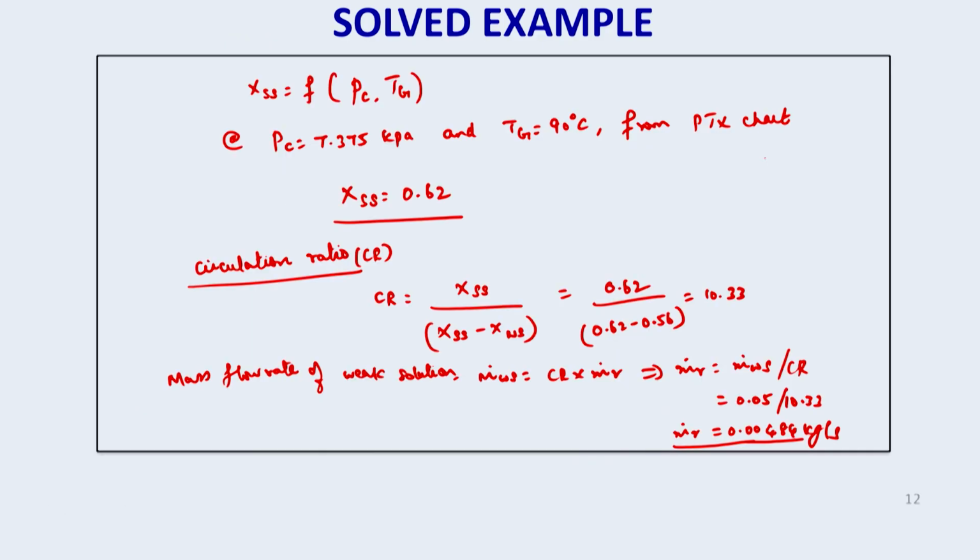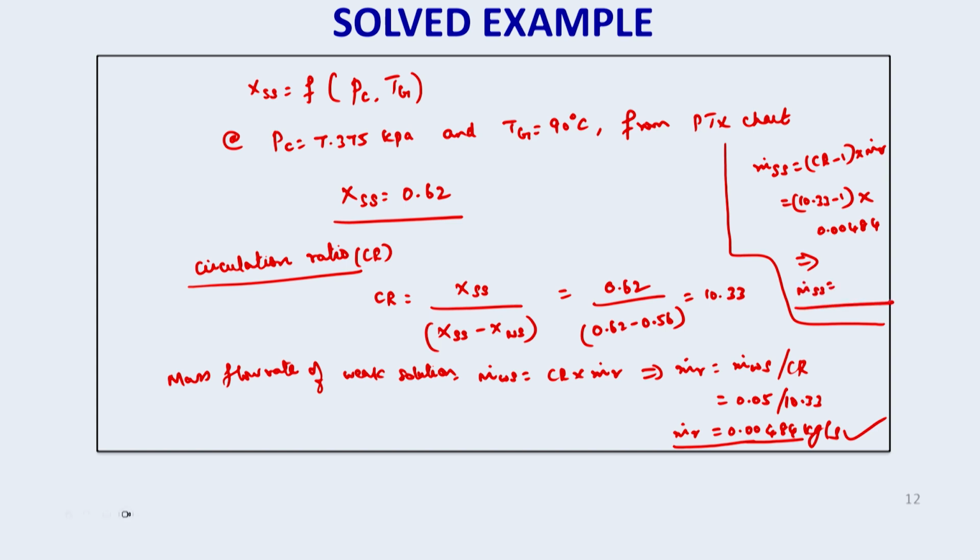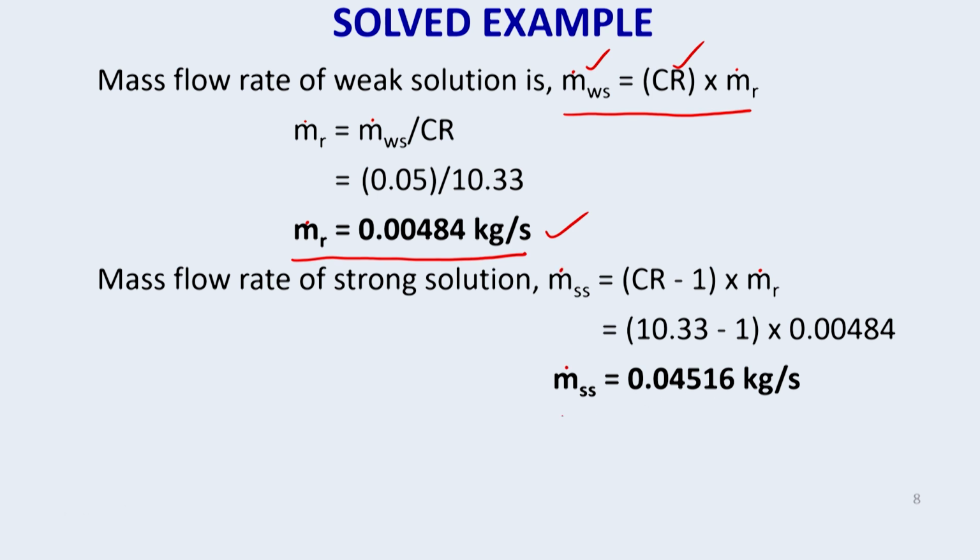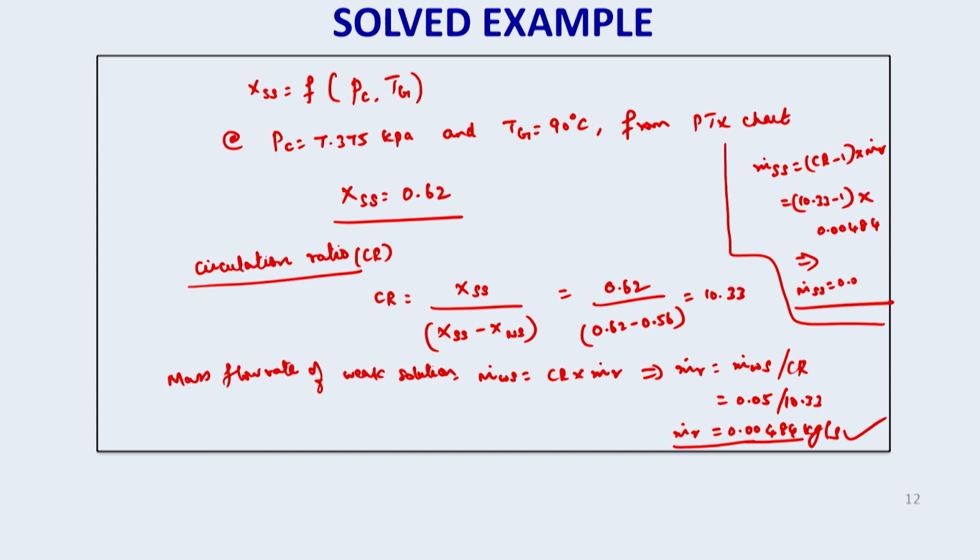Let us calculate. I will write the mass flow rate of the strong solution. The mass flow rate of the strong solution is equal to circulation ratio minus 1 times m dot r. The circulation ratio is known, so this is 10.33 minus 1 multiplied by the m dot r we calculated, 0.00484. So m dot ss is equal to 0.04516 kg per second.